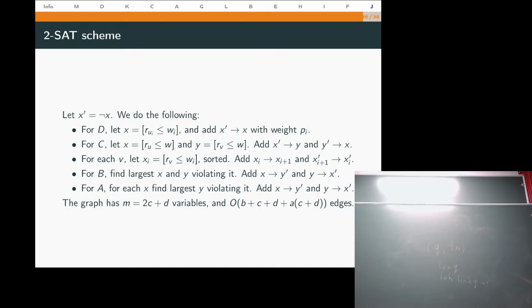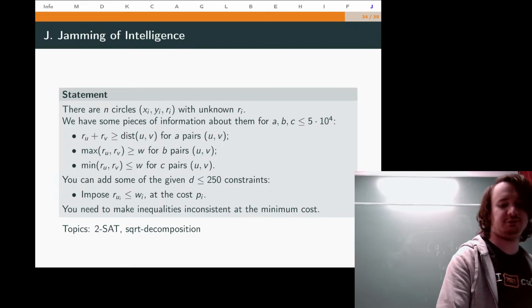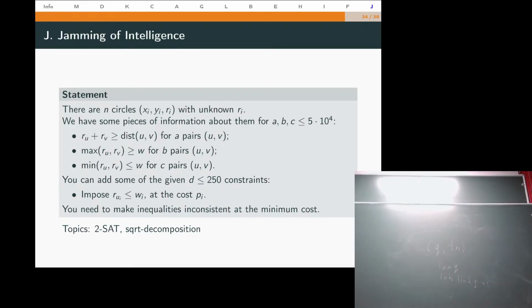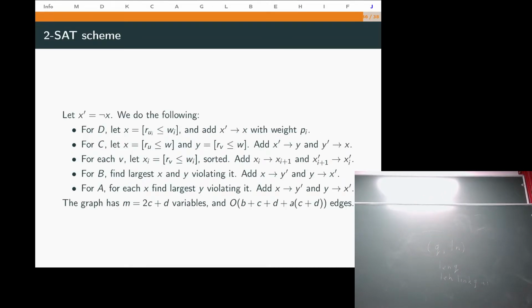Now, for the type B constraint, let's get back to the type B. Type B is this. It says that the maximum radius must be greater or equal than W for some specific pairs. So it means that either the first radius must be greater or equal than W, or the second radius must be greater or equal than W, but they cannot be satisfied at once. On the constraints from here, they will violate it for the first variable or for the second variable.